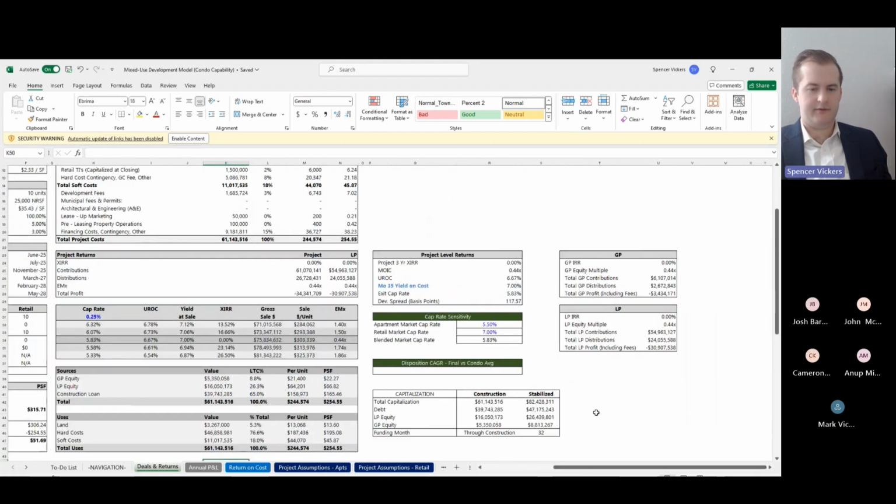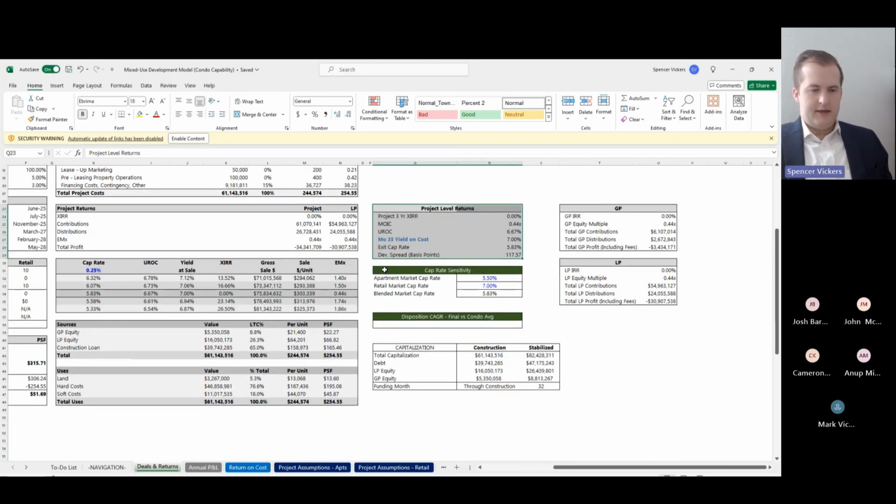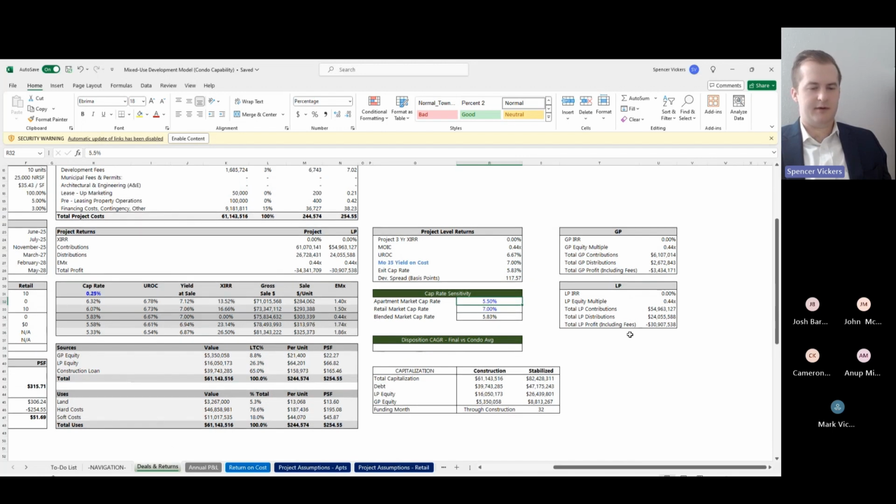Here's some helper information over here to the side. These are GP returns pulling from the equity waterfall, LP returns pulling from the equity waterfall, project level returns, cap rate sensitivity. These figures here are housed on the deals and returns tab, but they flow throughout the model to make those changes. And then it gives you a blended market cap rate for both components, which ultimately controls your disposition valuation.